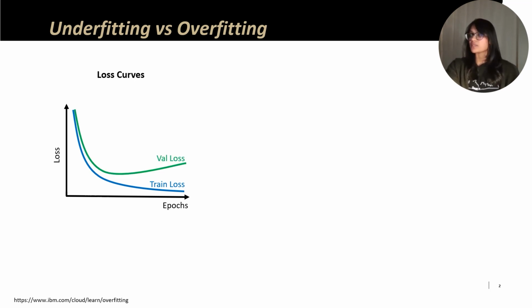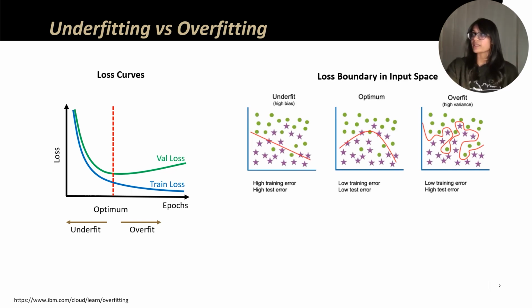To motivate this, we look at the loss curve with respect to the training epochs and see that the training loss keeps decreasing. However, after some point, the validation loss will increase. This is the optimal point where we want to stop training. Towards the left are the early epochs, we have underfitting, and in the later epochs, the model has started to overfit. Let's look at what this looks like in the input space.